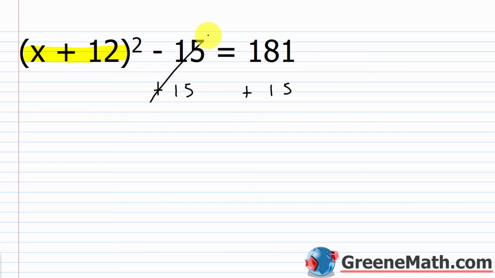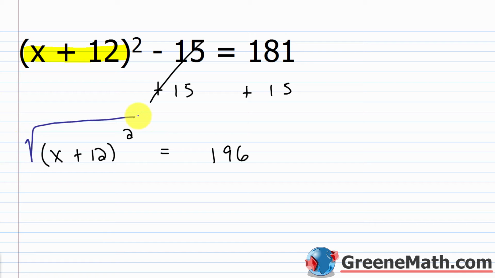So this would cancel itself out, and I would have x plus 12, that quantity squared, is equal to 181 plus 15, which is going to be 196. Now, all I need to do is just take the square root of each side. So I'm going to take the square root of this side, and then I'm going to put plus or minus the square root of this side. So this would cancel with this, and I'm left with just x plus 12. And this equals plus or minus, the square root of 196 is 14, so 14.